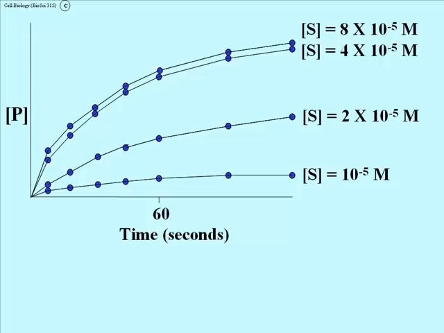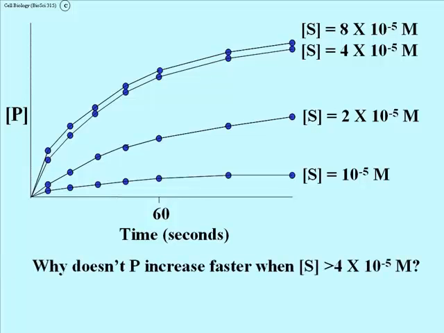If we use twice as much again, that is 8 times 10 to the minus fifth molar, we only get a very slight increase in the rate of product formation at each time point. And in fact, if you keep doubling the concentration of substrate, the curves don't get any higher. So the question is, why doesn't product formation increase at a faster rate when the substrate is larger than 4 times 10 to the minus fifth molar?